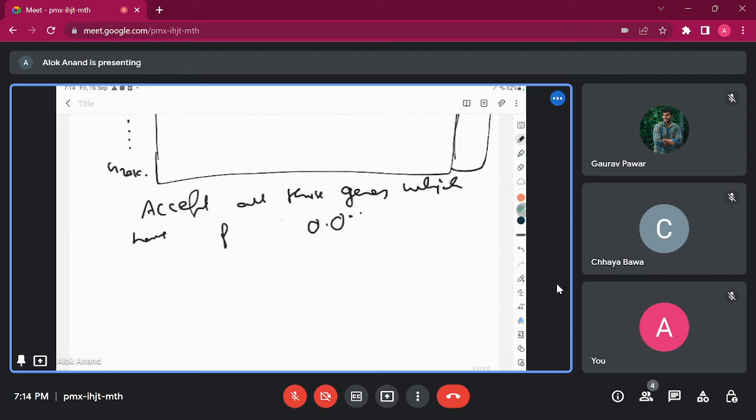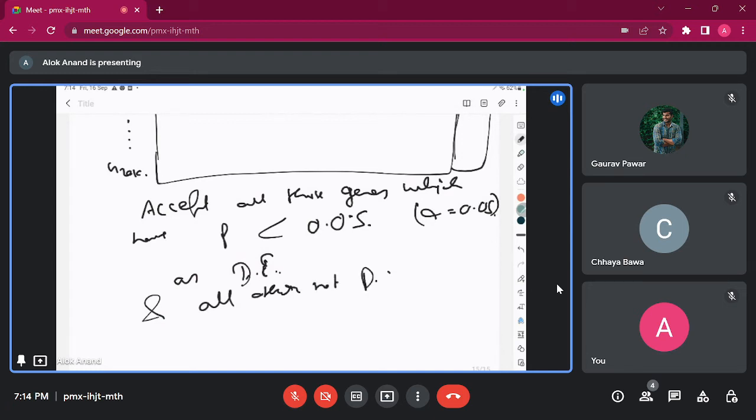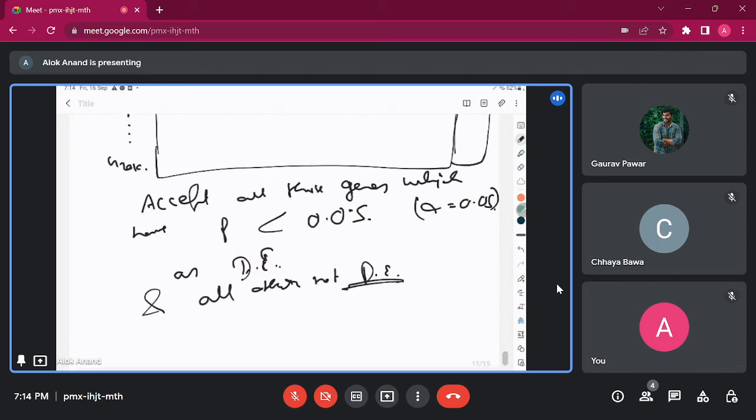Sorry. If my alpha is 0.05, okay, जितने भी genes आपके 0.05 से कम आएंगे p-value, you will say those genes are differentially expressed, and all others not differentially expressed. This is based upon the t-test, but we also had to calculate the fold change.